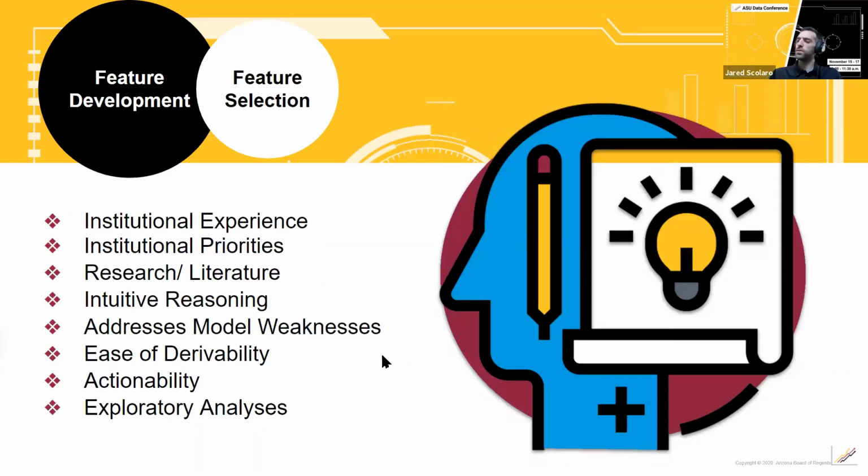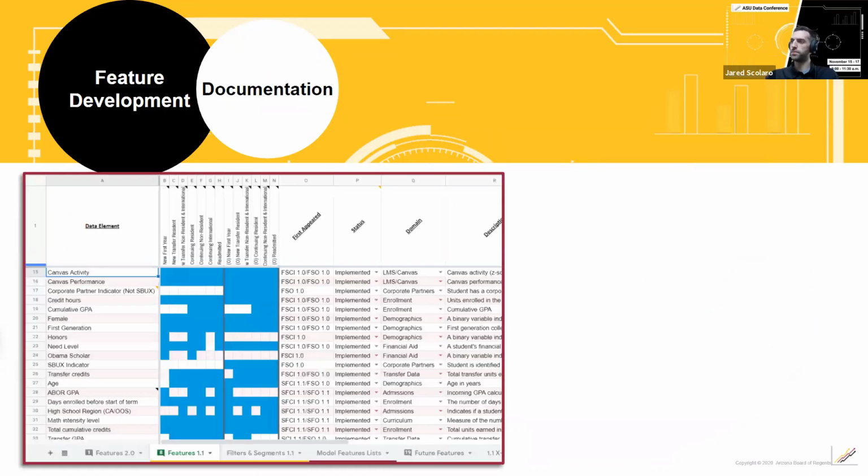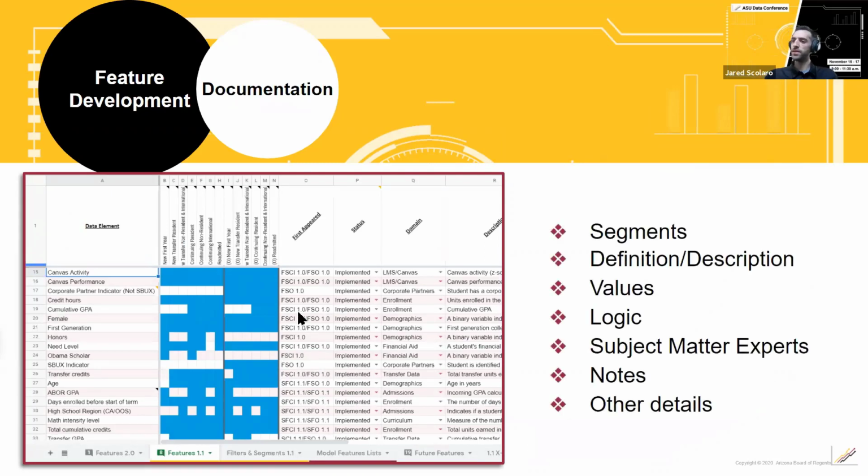Anytime we're exploring a feature that we may want to include in our model, we try to document it very well. This is one of our documents here. It keeps track of what we call data elements, all the predictors in our model. It keeps track of which segments of students, since I mentioned earlier we have subpopulations that we model. Which segments is that feature used in?